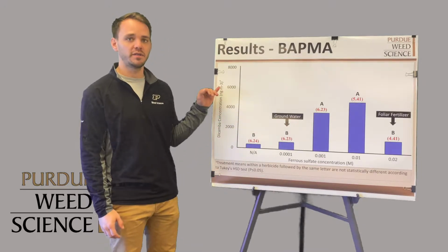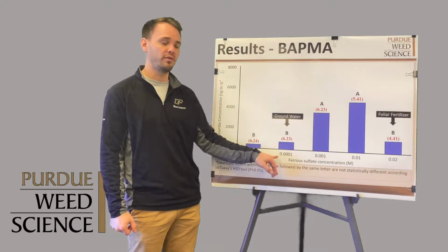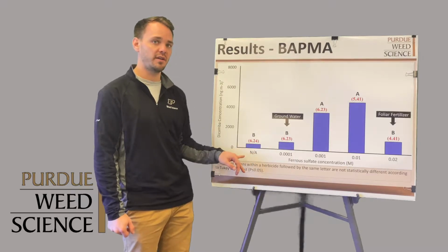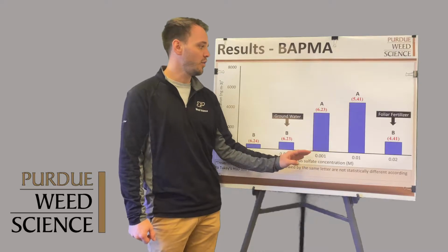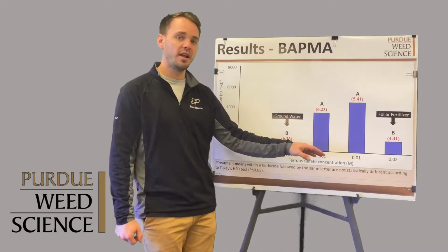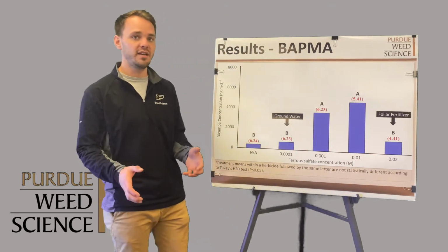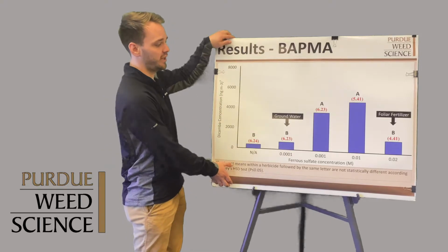The first thing that we notice for the BAPMA formulation results is that when we add ferrous sulfate at an equivalent rate of iron found in Indiana groundwater, we see no increase in dicamba volatility. However, as we add ferrous sulfate to that spray solution, we increase dicamba volatilization until we get to this 0.02 molar concentration, where we see this decrease in dicamba volatility associated with a strong decrease in spray solution pH.